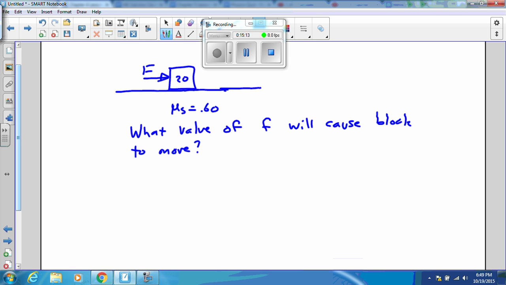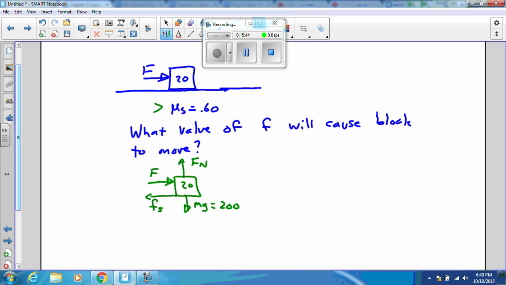Okay, so we're going to begin with a free body diagram. Let's see what we have. We have a 20 kilogram block. We're going to have its weight pulling down. I'm going to label that as mg is 200. We're going to have a normal force pushing back up. We have the applied force, which has a value of F, and we are going to have a static frictional force pushing back. How did I know that I would have a static frictional force pushing back?